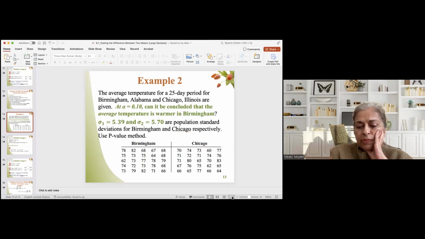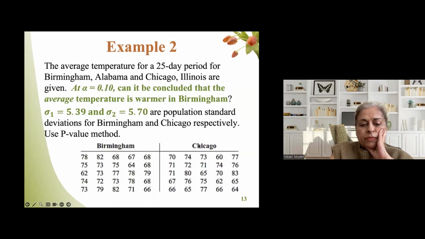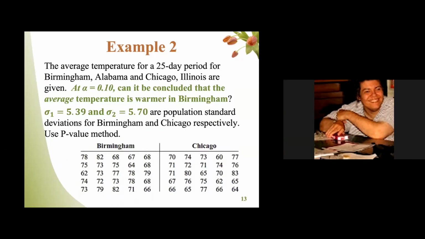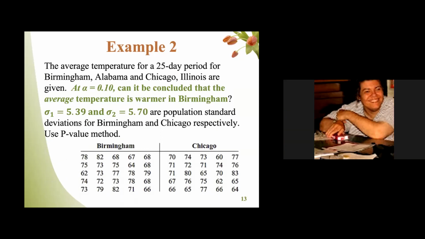Okay, let's look at this example. Shauna, do you have your calculator in hand? I don't. I have the emulator, but I don't have my calculator here. While I'm going through step one, can you enter your raw data, Birmingham in list one, Chicago in list two?